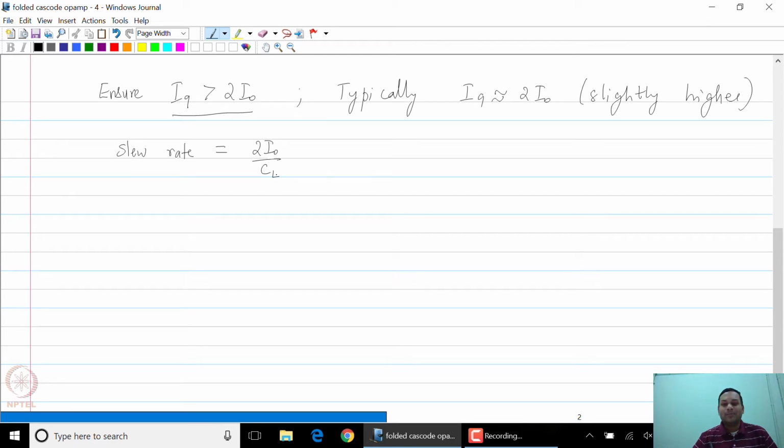So this looks similar to that of the 5 transistor 1 stage op amp as well as the telescopic, but please note, because there are extra bias currents in the circuit, you have to be a little bit careful when designing this particular op amp for slew rate.